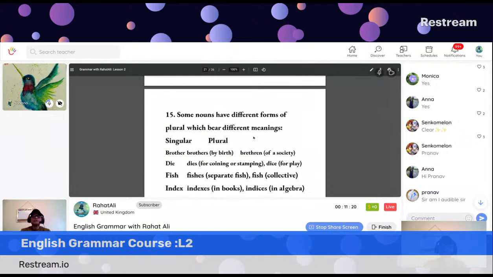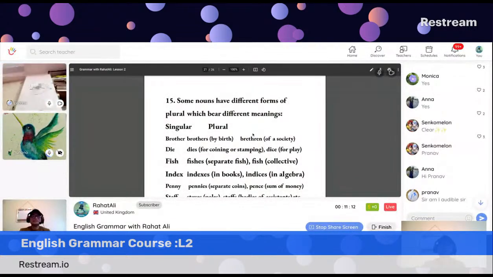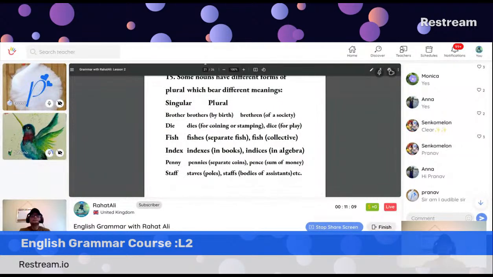Okay, now look, some of the nouns have different forms of plural which bear different meanings. That means they have got different meanings. Okay, brother, brothers. Brethren. Brethren means in a society. Look at this, th is unvoiced. So unvoiced means this th should be pronounced through your teeth by touching the tongue through the teeth. Brethren, brethren. Die, dies.